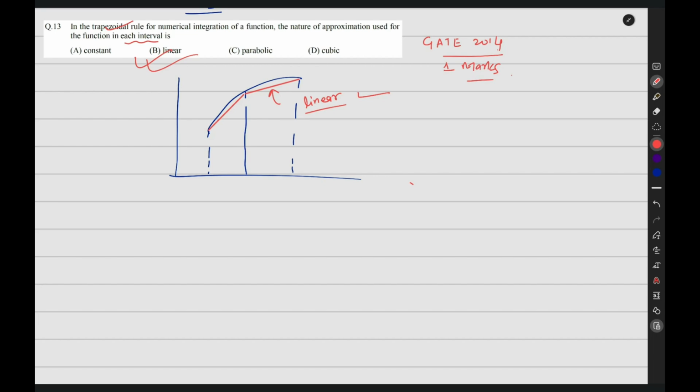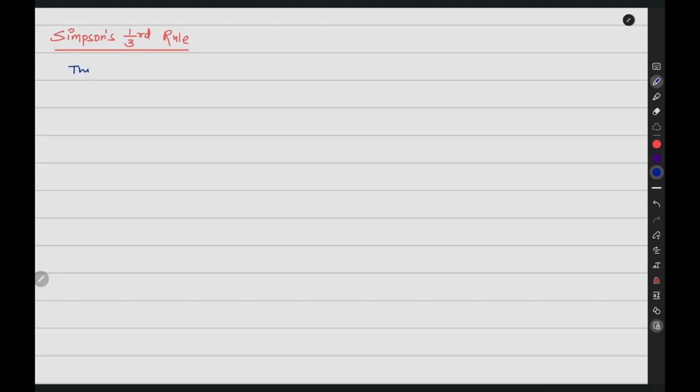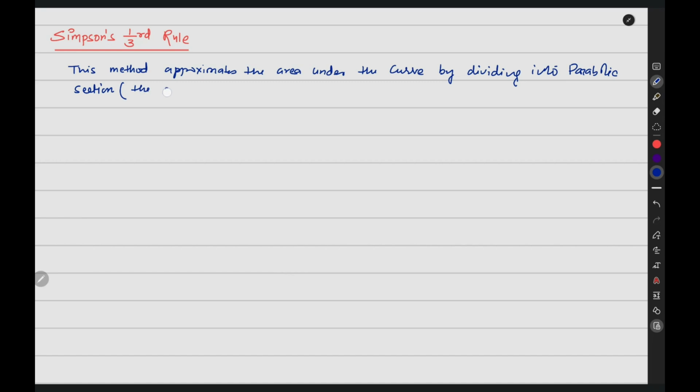Now we will understand our next topic, that is Simpson's 1/3 rule. This method approximates the area under the curve by dividing it into parabolic sections, the second degree polynomial. So now we will understand the concept with the help of diagram.